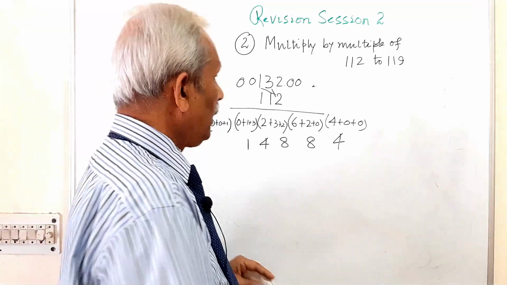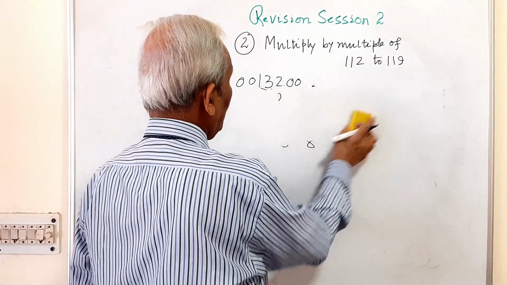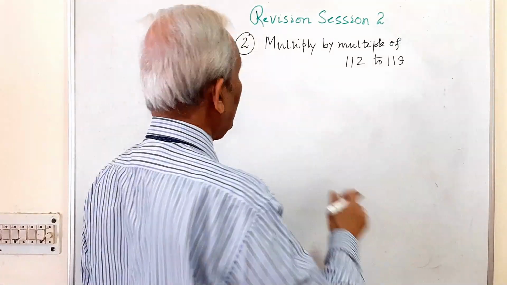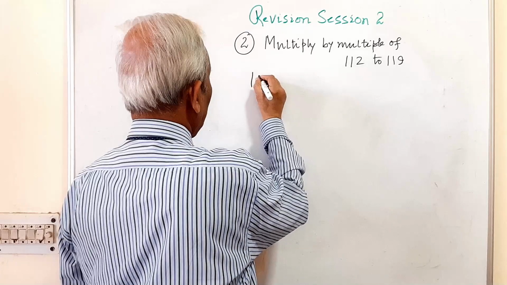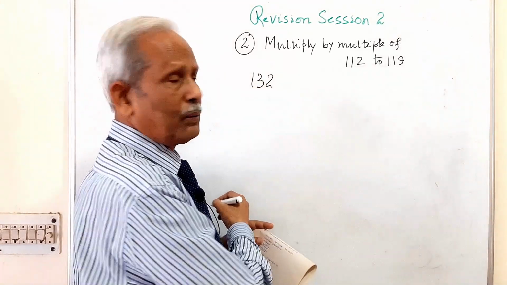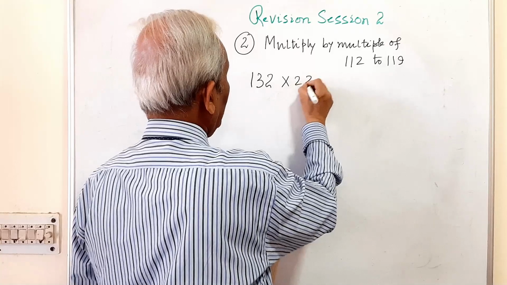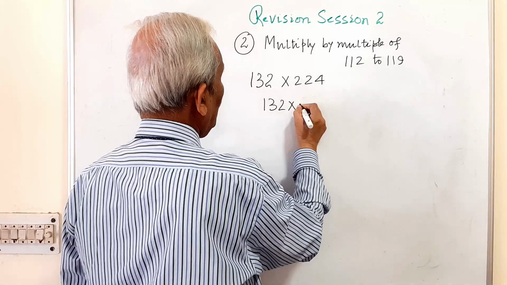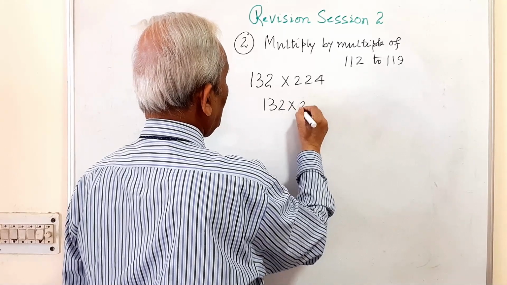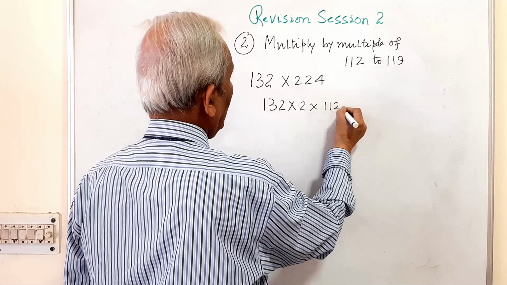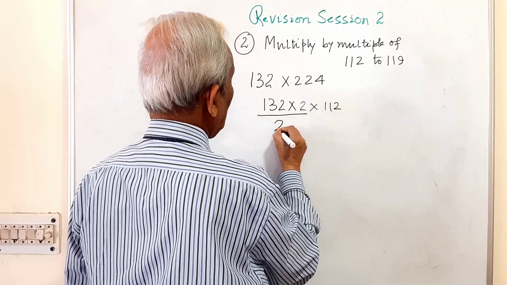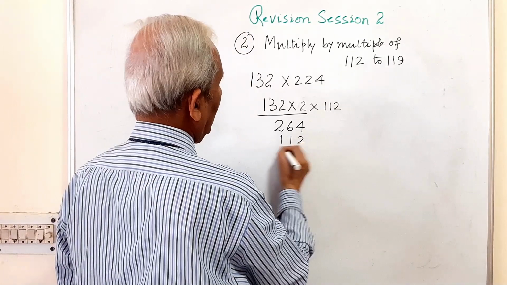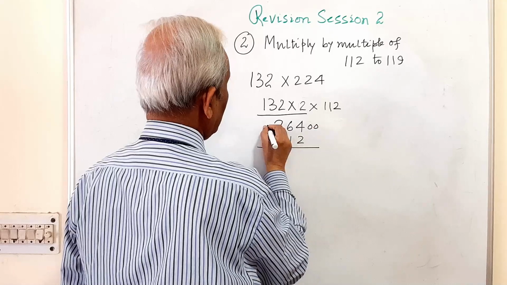Right? But here the question is 224. We have to multiply 132 with 224. So just like the previous question, we can write it as 132 into 2 into 112. So you can multiply this, it becomes 264, and then multiply it by 112, just the normal way as we did the last time.